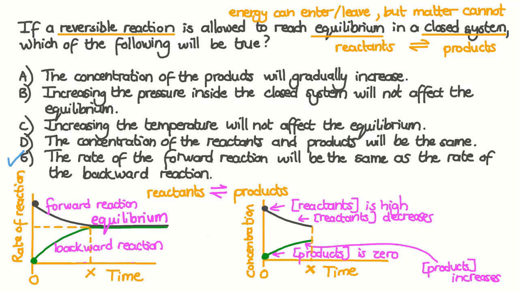However, from time equals x, the concentration of the reactants remains constant, and the concentration of the products remains constant. An equilibrium is formed where the rate of conversion of reactants to products is the same as the rate of conversion of products to reactants. If we look carefully, however, we'll see that the concentration of the reactants and products are not necessarily the same at equilibrium. So we can rule out option D.